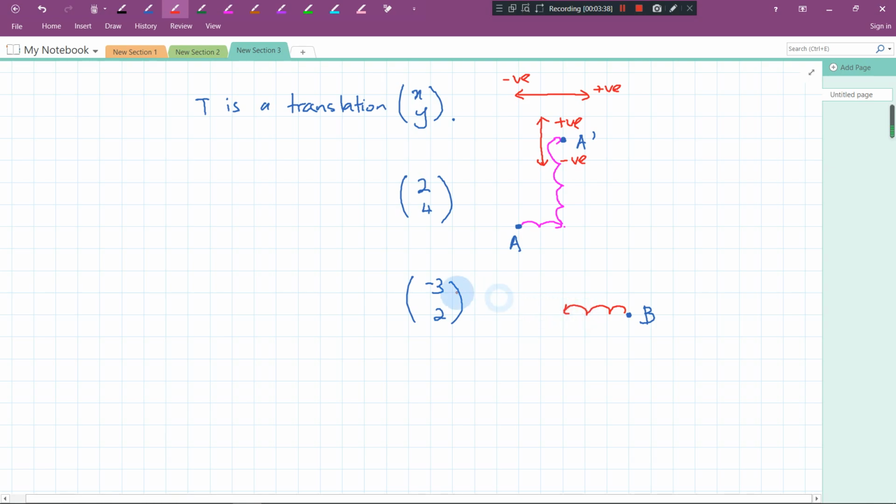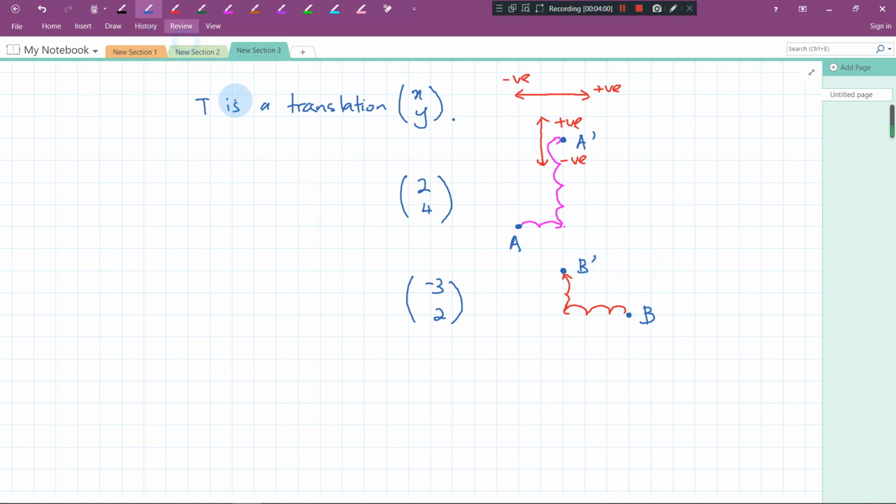I move to left because this is negative. Just now I moved to right because this is positive. So 3 steps, 1, 2, 3, stop here. And then 2 steps upward, 1, 2, stop over here. This is the image of point B.